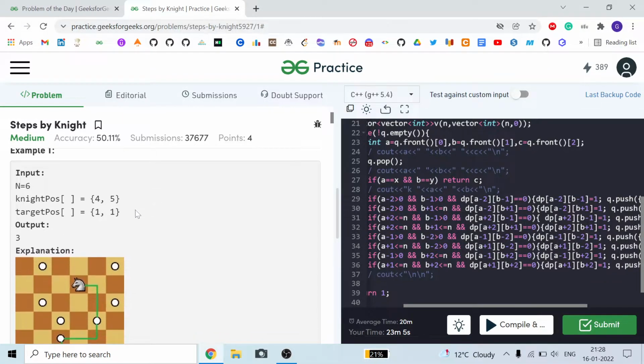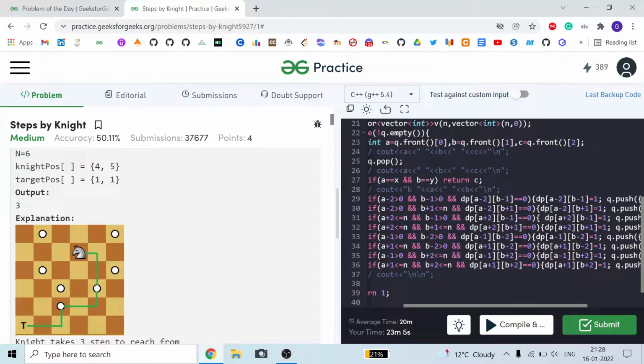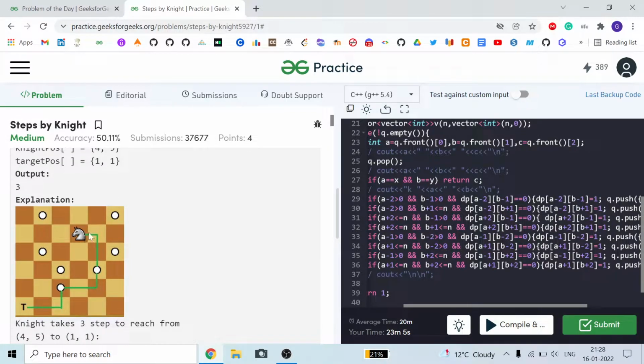So like here 4 and 5. So 1, 2, wait a minute. Okay, 1, 2, 3, 4, fourth row and fifth column. So this is our knight and this is our target, 1 comma 1.